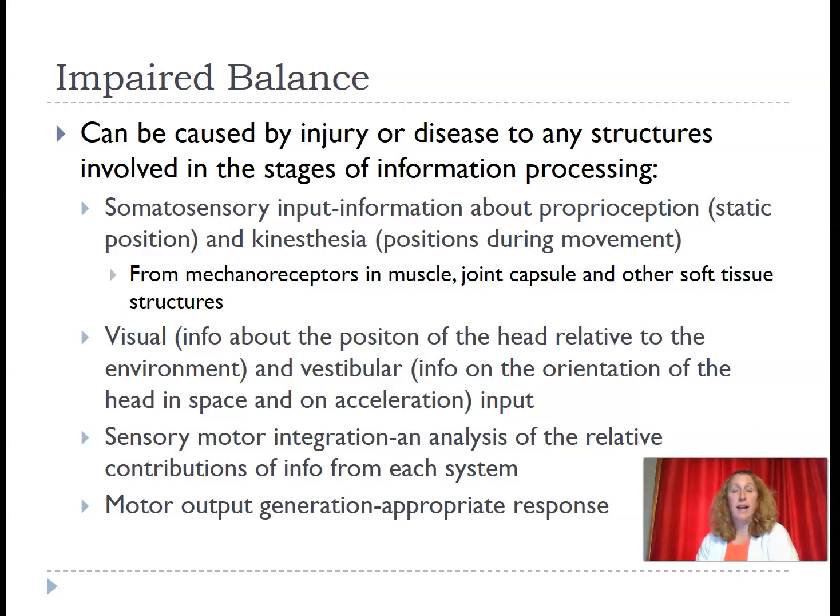So if we're looking at our vision, your head keeps your vision level with the horizon. So no matter what position your head is in, your eyes always try to stay level with the horizon. And when that doesn't happen, you can become dizzy. And then your vestibular system is the inner ear, and how the fluid moves around in the semicircular canals, that processes information on speed, where your head is in space.